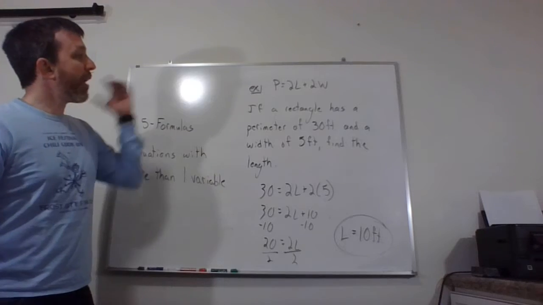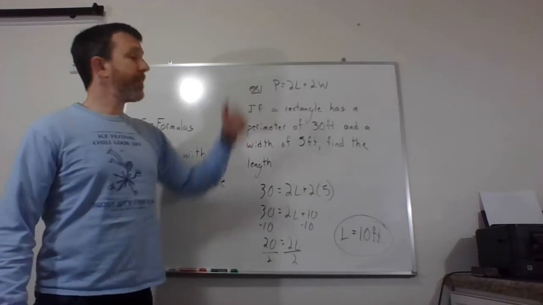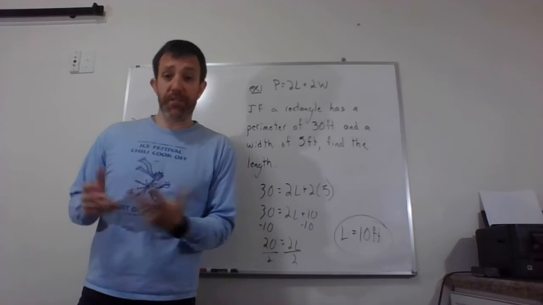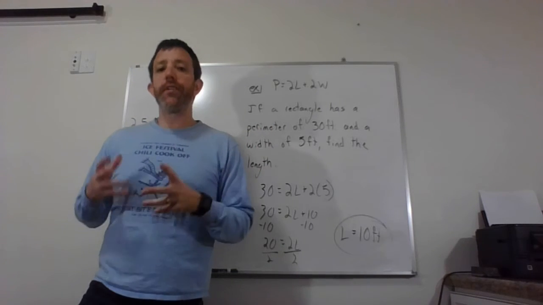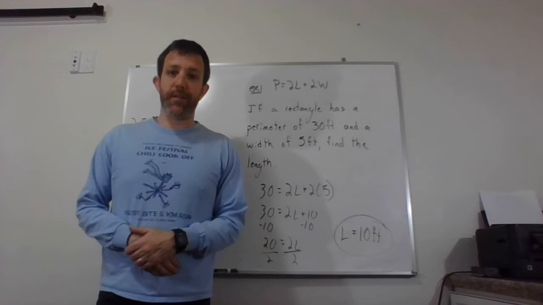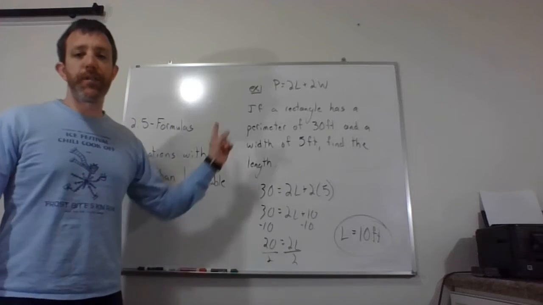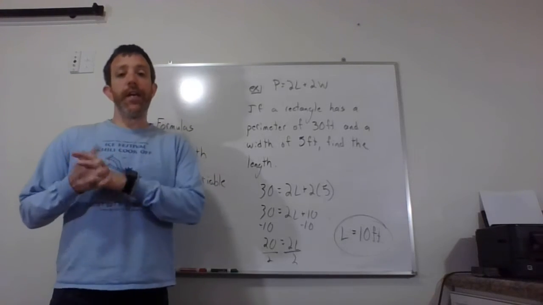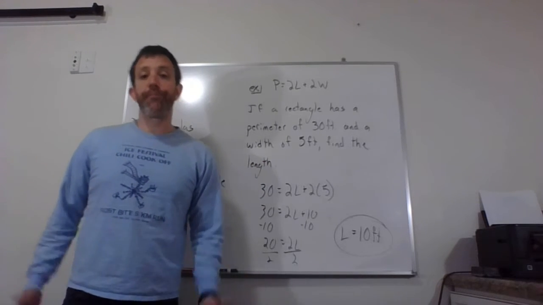All right, so I have this formula for this first example. Notice it has 3 letters in it. Nobody has the ability to solve this without some more information. There's not enough to go on here to find any of those letters at this point. So we actually have a problem to go with it. Here's what it says: if a rectangle has a perimeter of 30 feet and a width of 5 feet, find the length.